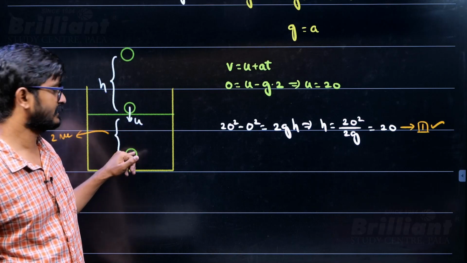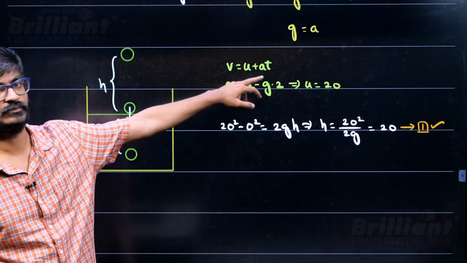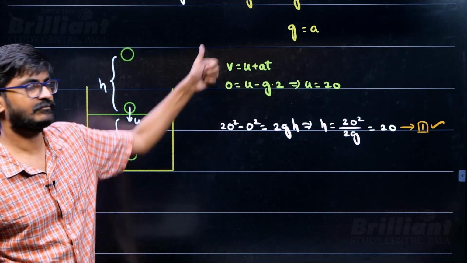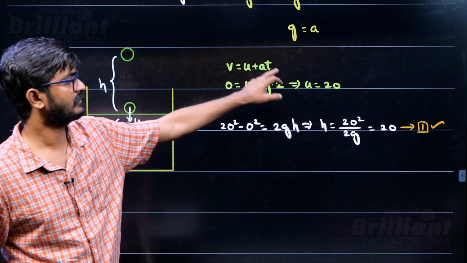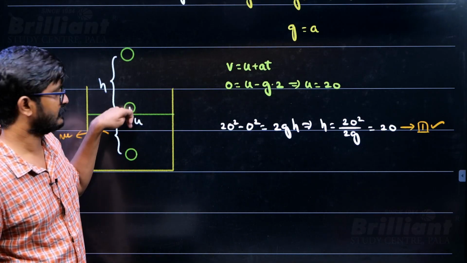Now after 2 seconds it is coming to rest. So we can calculate the initial velocity. v equals u plus at. Final velocity is 0, initial velocity is u, acceleration is g in the upward direction, so minus g times time, which is 2. So u is 20. So it will be entering with speed 20.